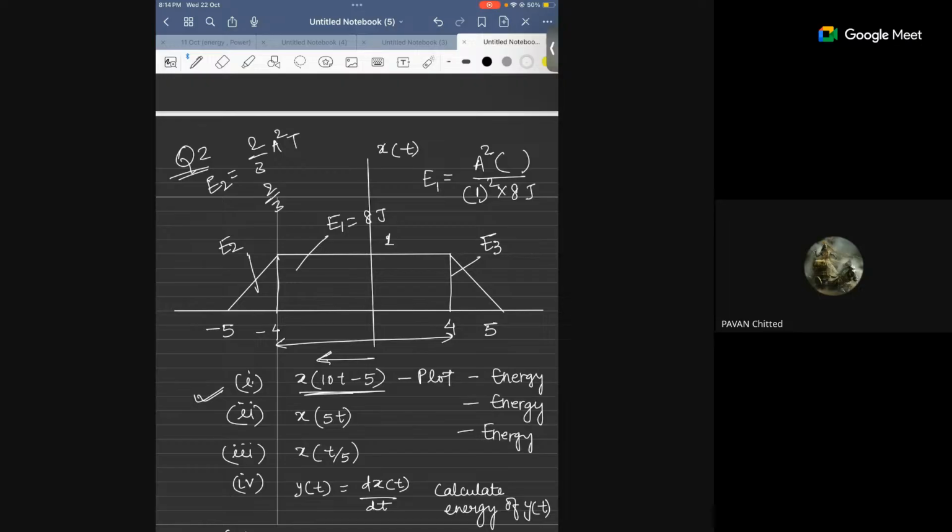2 upon 3 A square is 1, right? And then t is half, because here you are taking half width, right? So you'll be left with 1 upon 3. So 1 upon 3 from here and 1 upon 3 from here. So 1 upon 3 joule and here 1 upon 3 joule. So the total energy will be E1 plus E2 plus E3, and that is 8 plus 2 upon 3 joule.